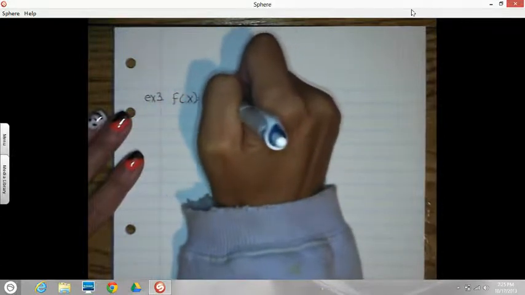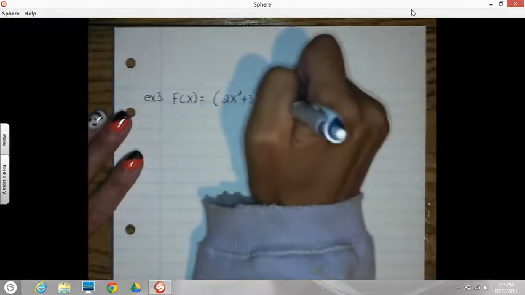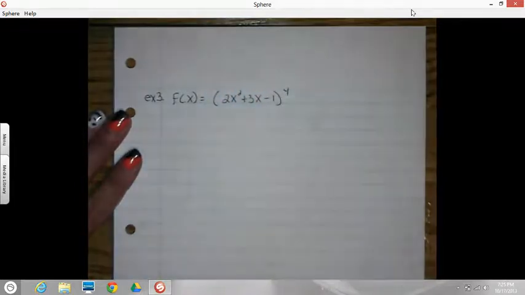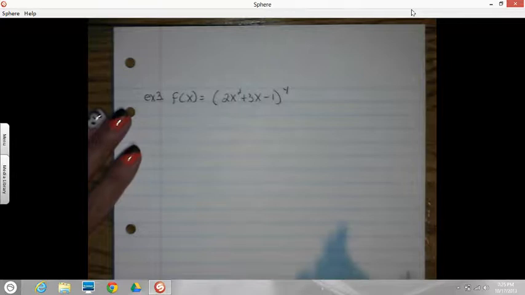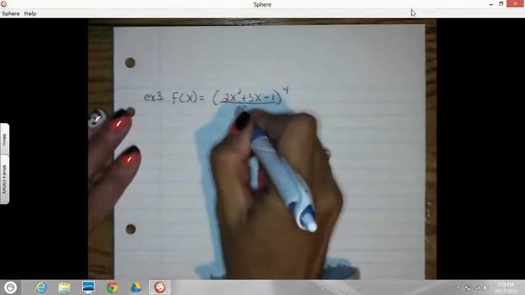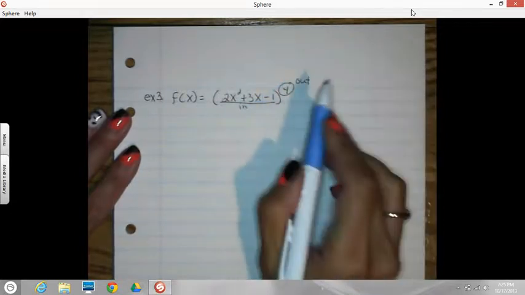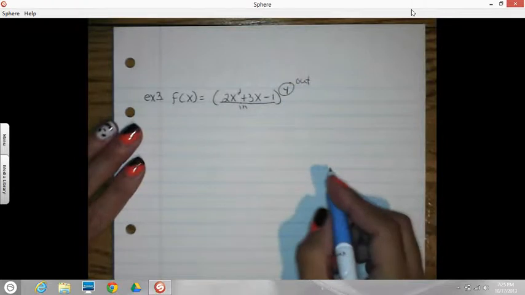Example 3. Still just going to practice the heck out of this chain rule business. So f of x equals the quantity 2x squared plus 3x minus 1 to the 4th. So I can see the inside here. In, that says in. Here's my out. I start from the outside and I work my way in when I do derivatives.